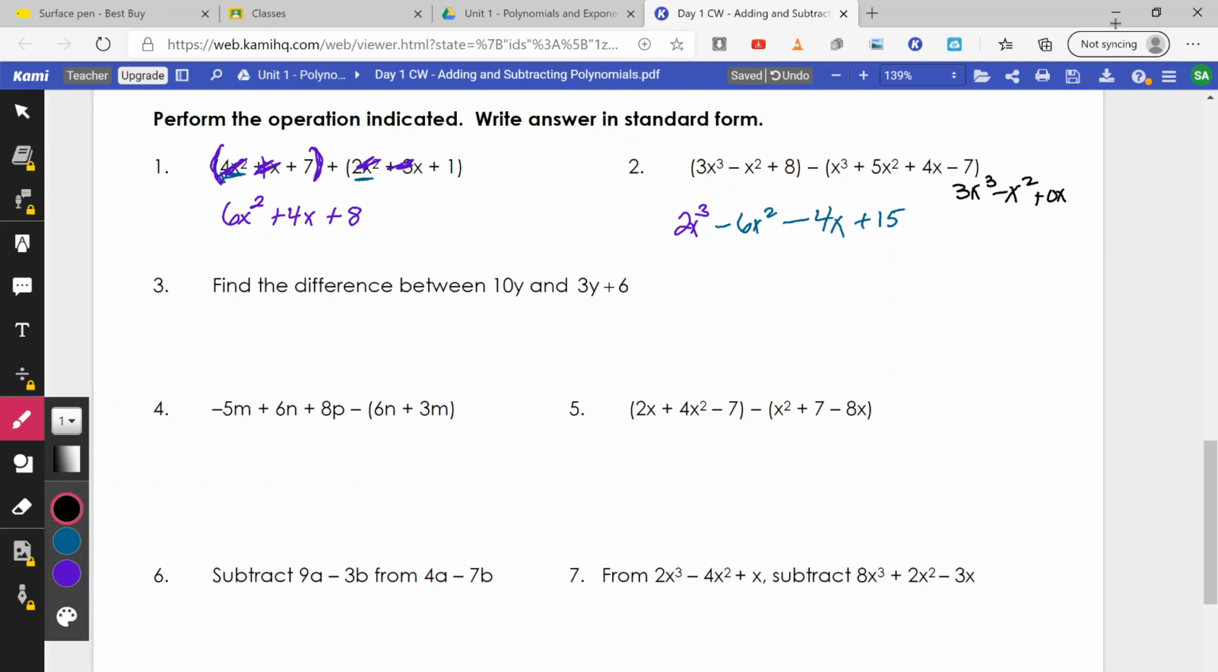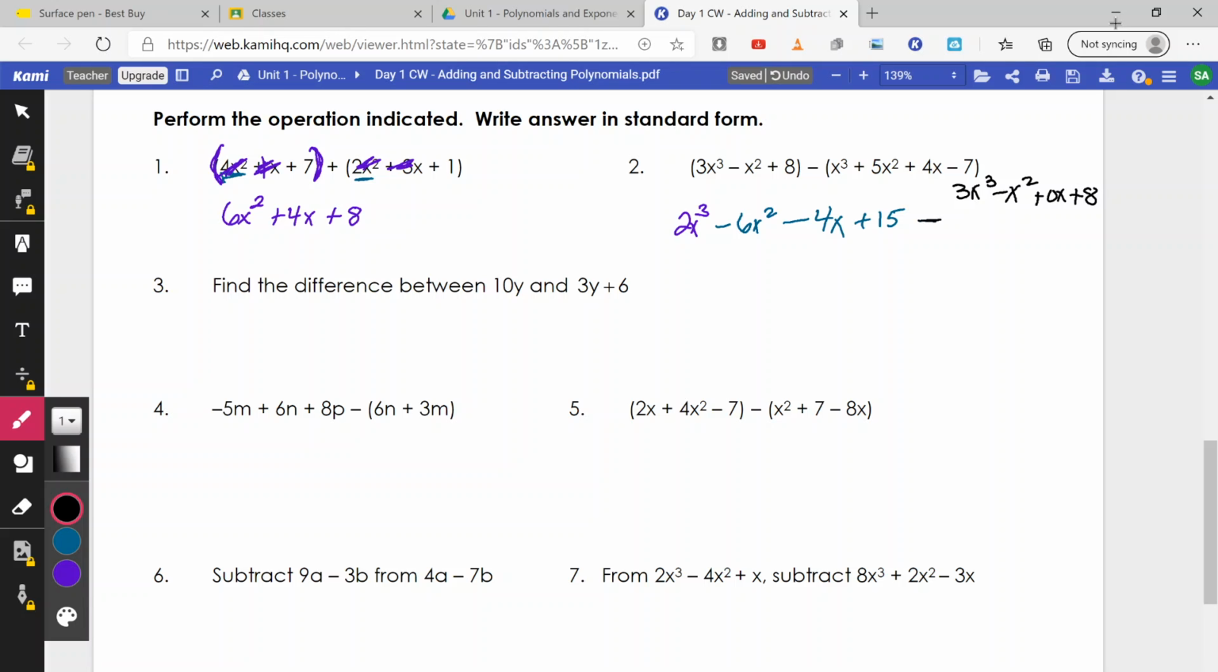Now 0 times x, anything times 0 is going to be 0. It's a property we're going to get into later on in one of our units. But because I'm adding nothing, I'm not changing the value of our number here. And we still have plus 8.